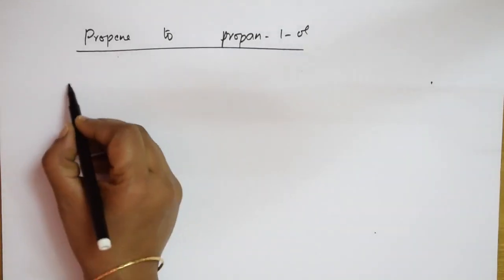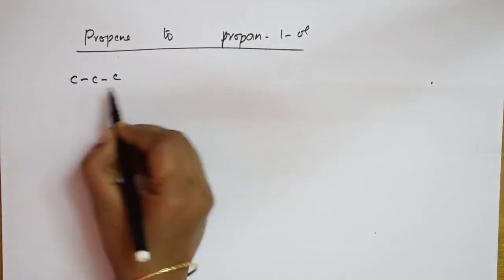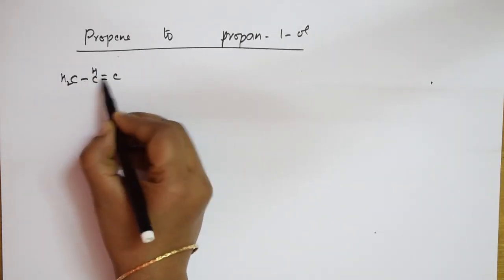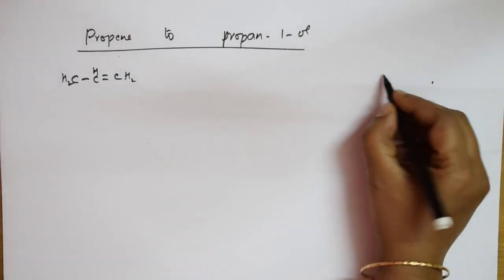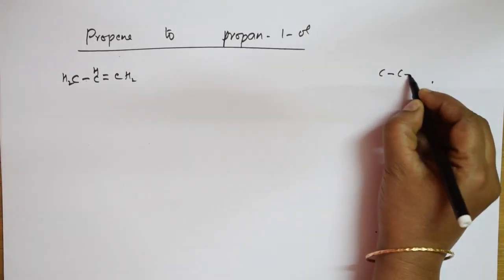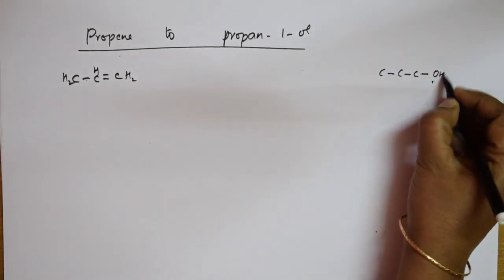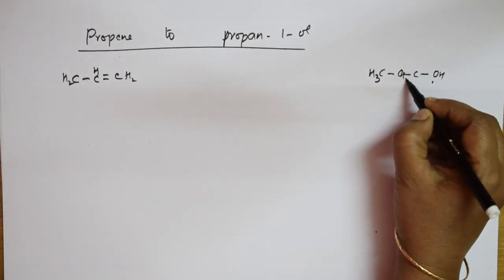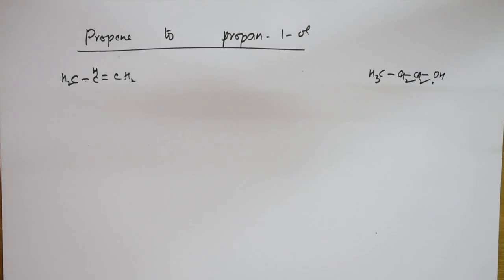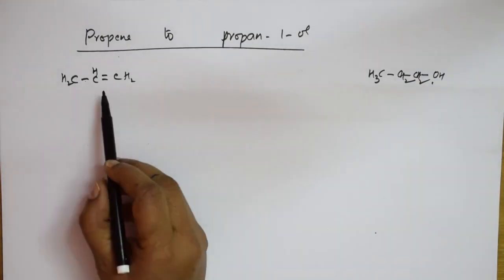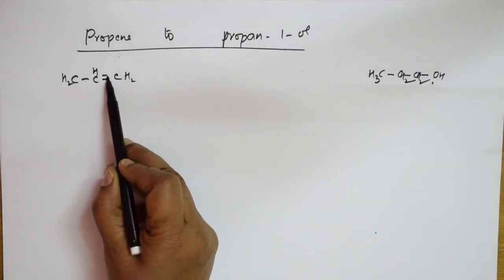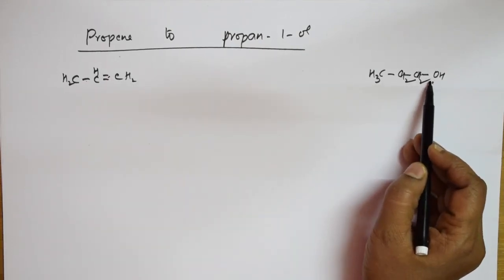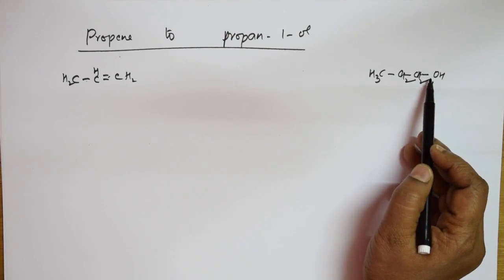Now let us see. Propene 1, 2, 3: this is CH2, this is CH, this is CH3. I need to convert this into propan-1-ol, 1, 2, 3. So here this is your OH bond, so that is your alcohol. This is CH2, CH2, CH2OH. This is propanol. Now what should I do? I need to break the double bond, then only I can add this OH. But here the OH is on the terminal carbon.